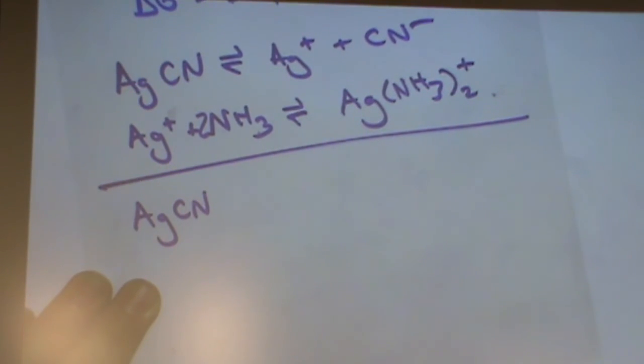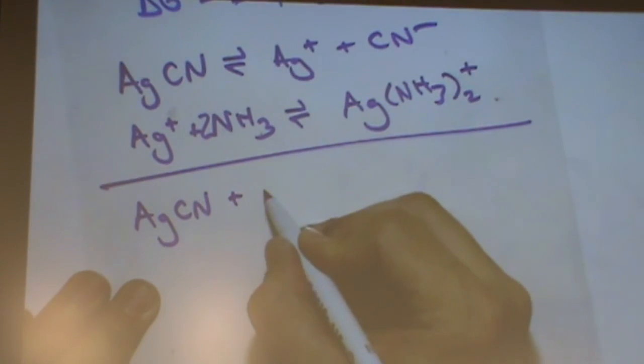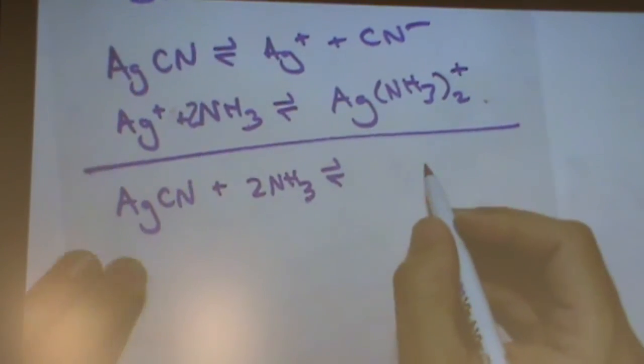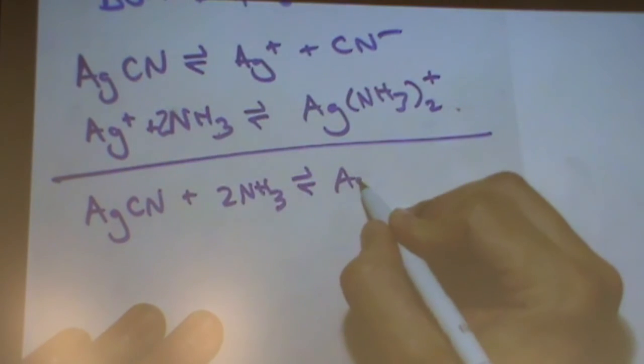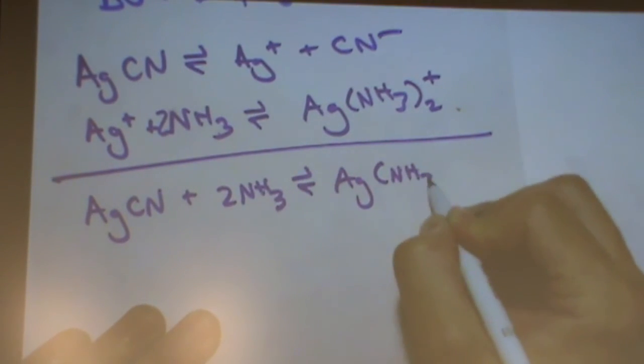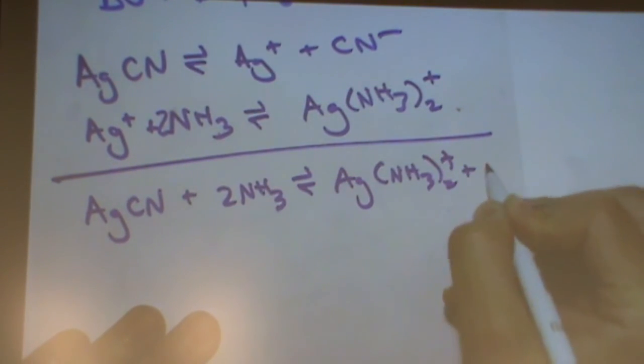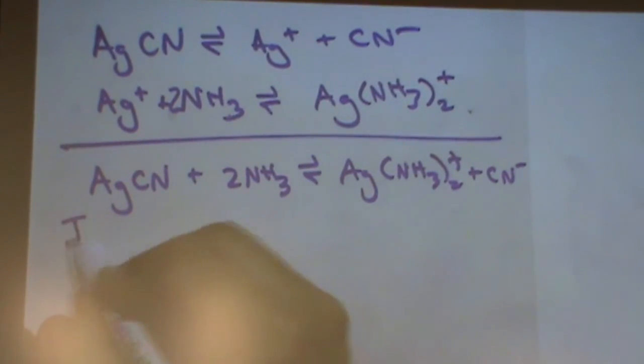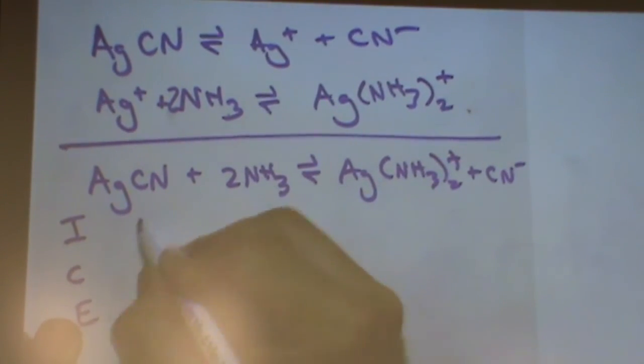You'd get AgCN plus 2NH3 goes to, let's see what's left. Ag(NH3)2 plus and CN minus. Okay? I-stable. You ignore solids.